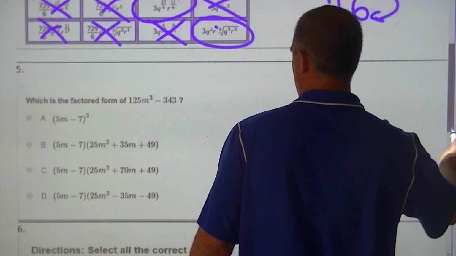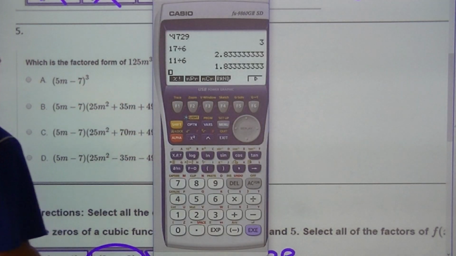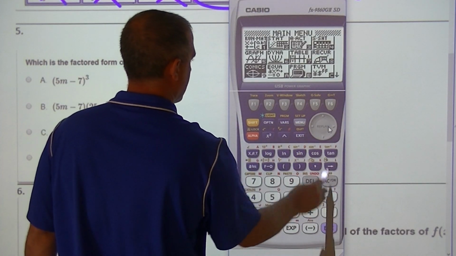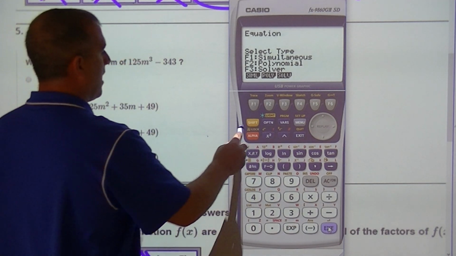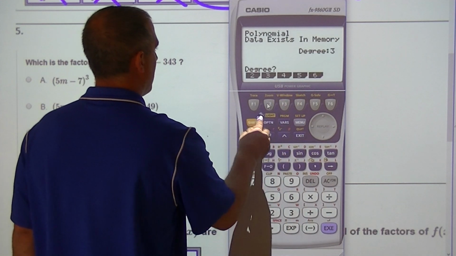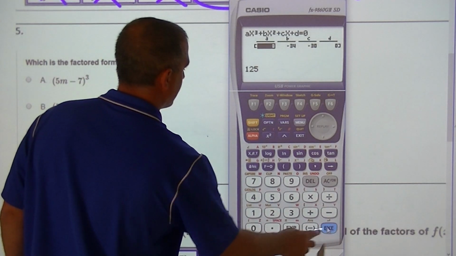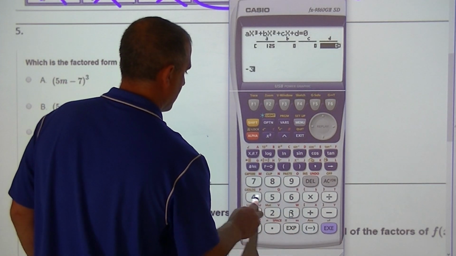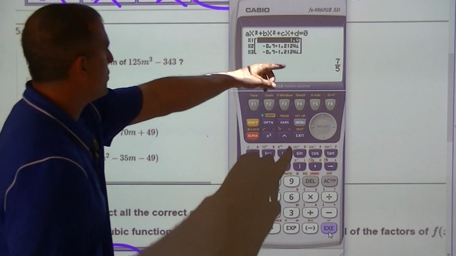All right, going on to 5, okay, cube root. Now, anytime they ask you to factor, you want to go to menu and equal, all right? Now, I want to make sure my calculator is set in complex mode. So shift menu. All right, it's set already there. That's good. Polynomial, this would be degree 3. Okay, that would be 125, 0, 0, and then negative 343. Okay, so that's a solution.